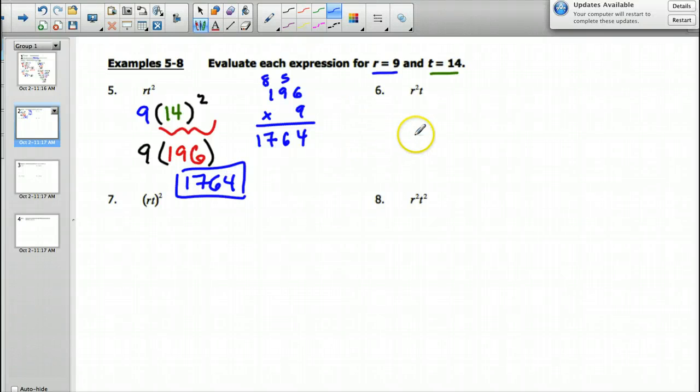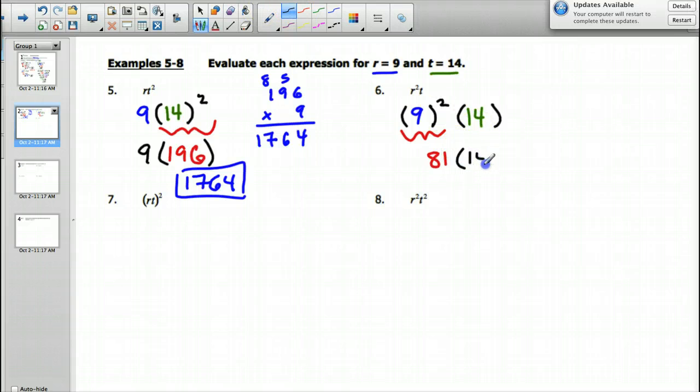Okay, let's try number 6. For this one, I'm doing r squared times t. So it's going to look similar, but I'm going to get a different answer here because this time I need to put my parentheses around what I'm plugging in for r, which is positive 9, because that's the number that I'm taking to the second power. So this is 9 squared times t, which is 14. This time I'm still going to do exponents first, but this time I'm doing 9 squared. 9 squared is 9 times 9, which is 81. So I've got 81 times 14.